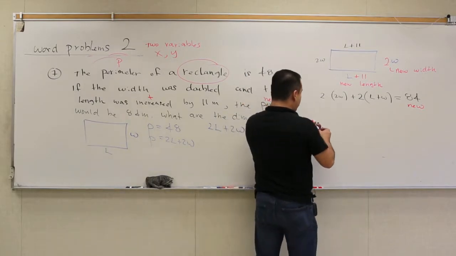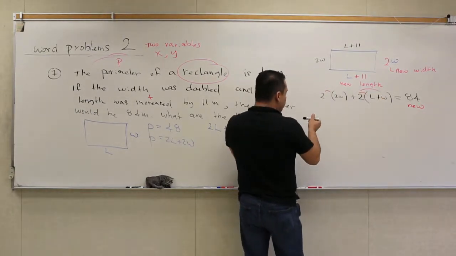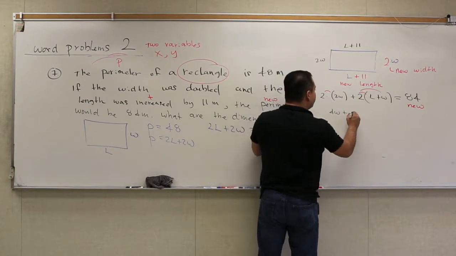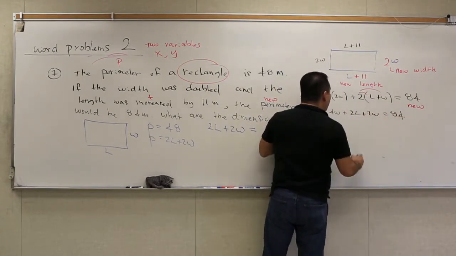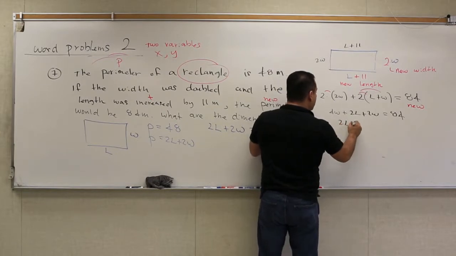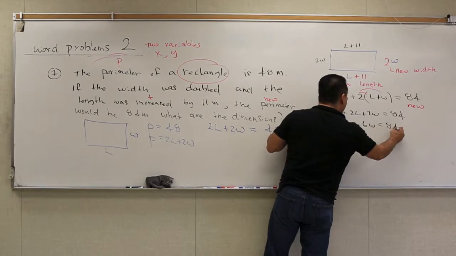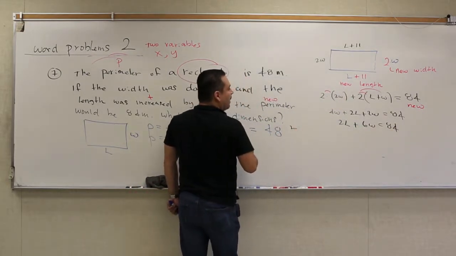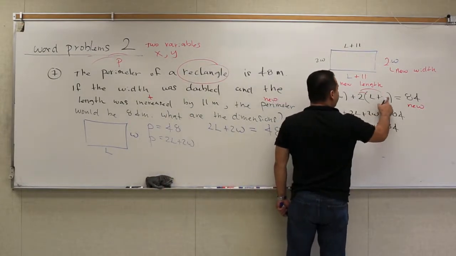So we can simplify this new equation, by the way. How do you simplify? You're going to have to multiply here and use the distributive property. So just to let you guys know, this new equation is really 4W plus 2L plus 22 being 84. So here's my first equation. L plus 11. Oh, sorry. Thank you.